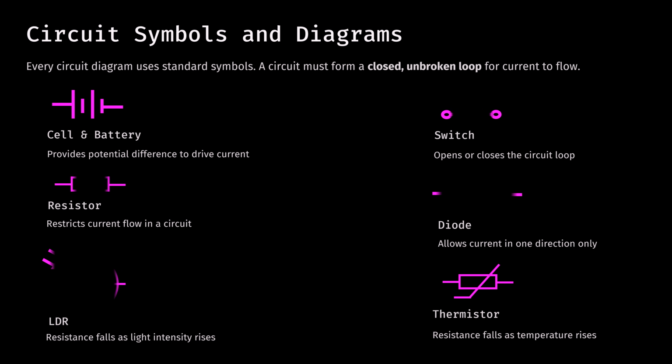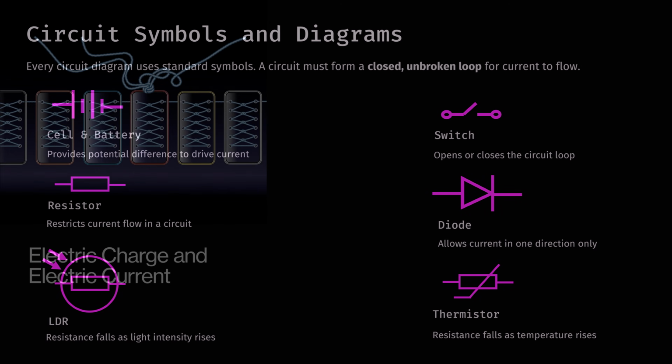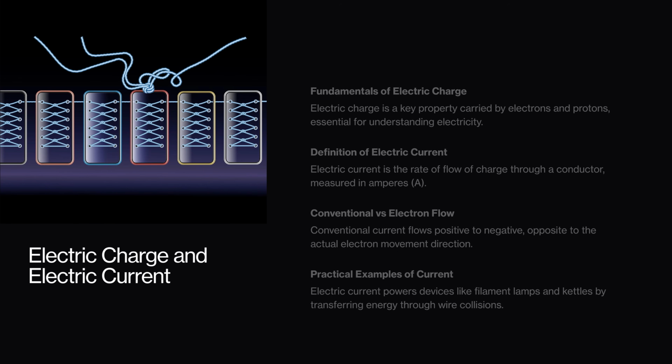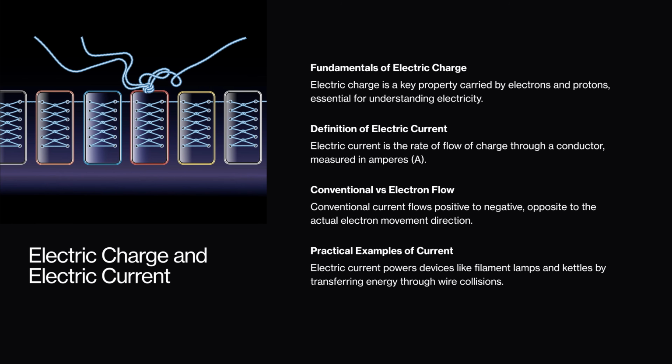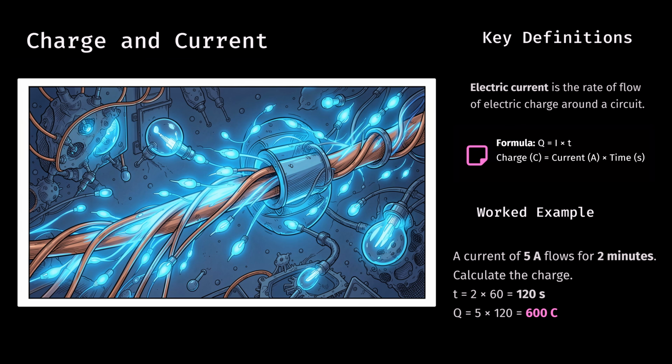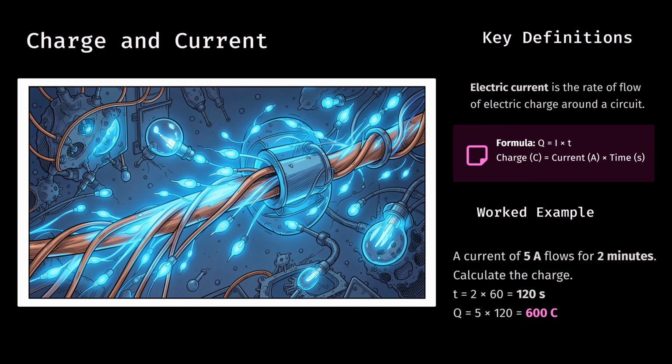In circuit diagrams, we use standard symbols to represent components. This helps everyone understand the design of an electric circuit at a glance. Electric charge is a fundamental property of matter that causes it to experience a force in an electromagnetic field. Electric current is the rate of flow of these charges. Electric current is the flow of electrical charge.